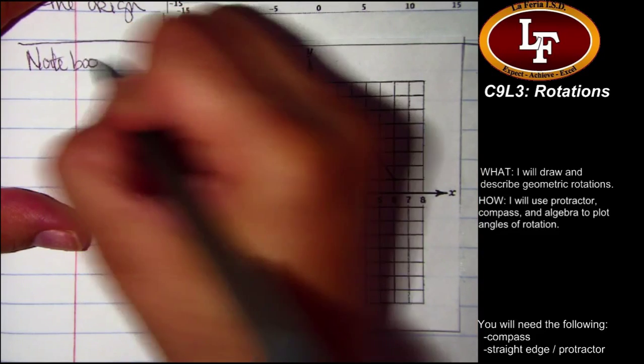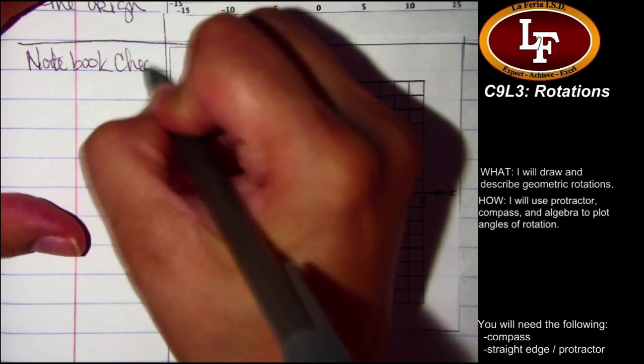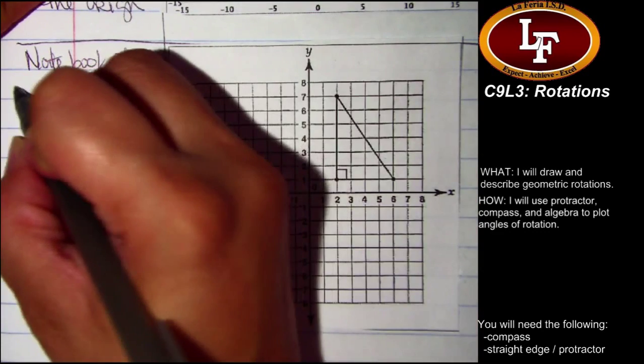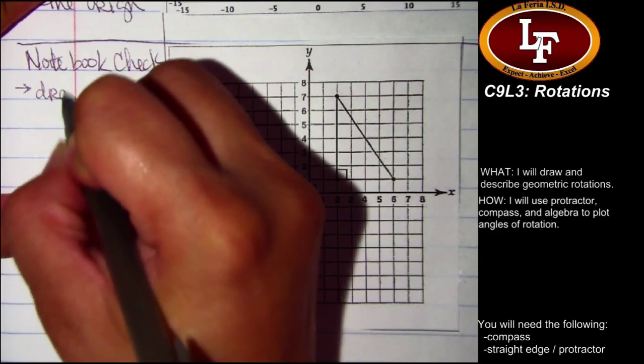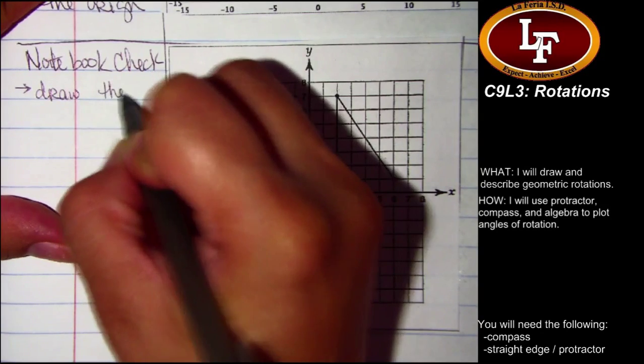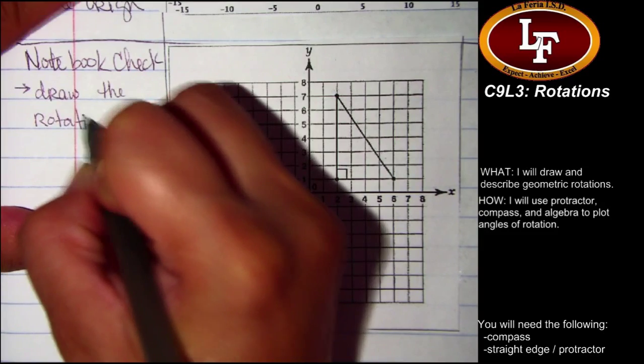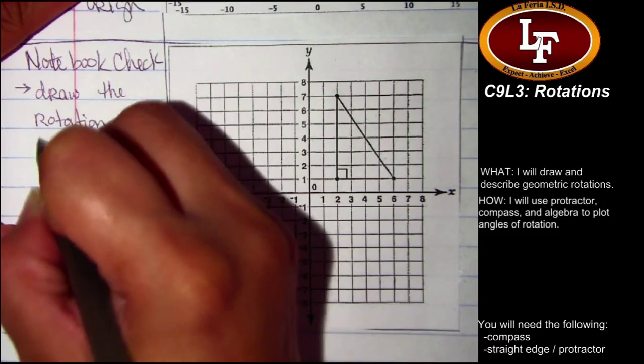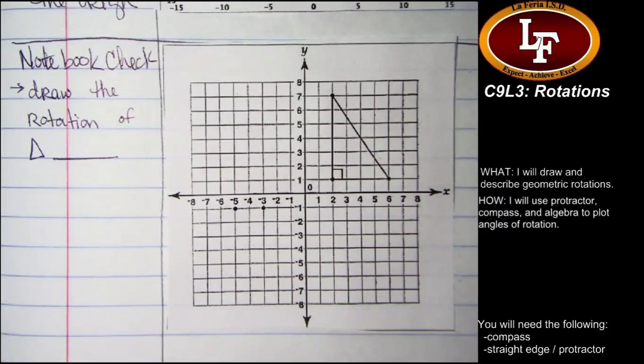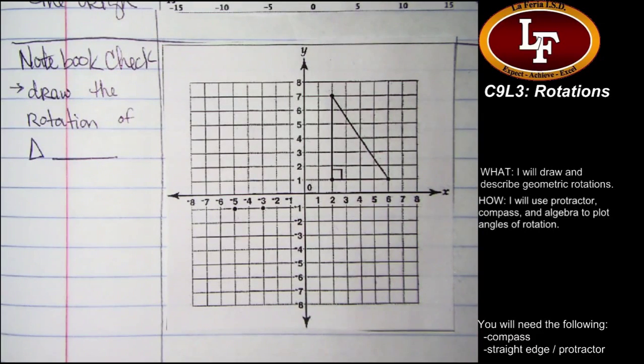For a notebook check, what you need to do is the following. Draw the rotation of a triangle, whatever you want to name it. This is going to be a notebook check. Whatever you want to name the triangle, and I really don't care. You label the vertices.